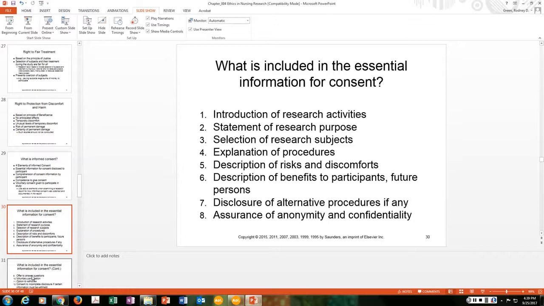Explanation of procedures. Description of risks and discomforts. The risks and discomforts fall under physical, emotional, social, economic, and so on. A benefit might be a financial reward or a stipend that's given for participating in a study. Disclosure of alternative procedures, if any, and assurance of anonymity and confidentiality.